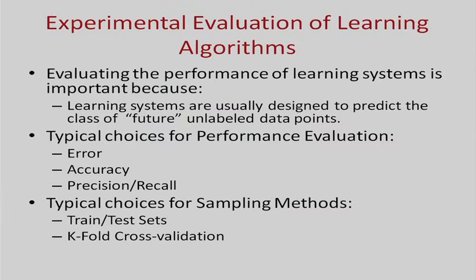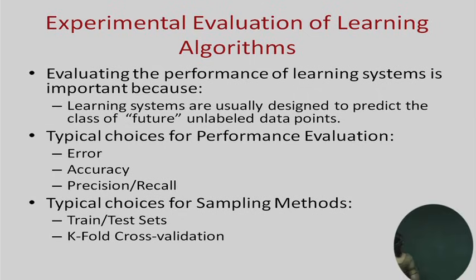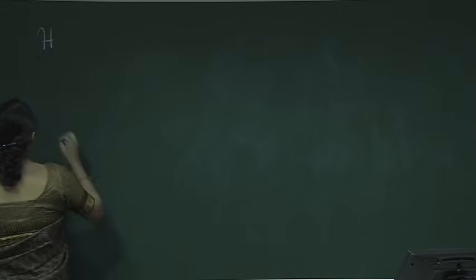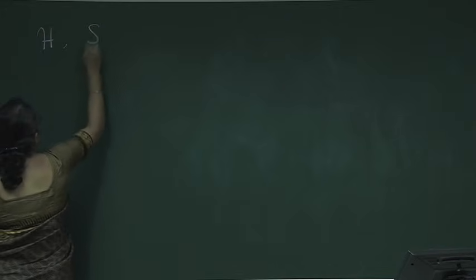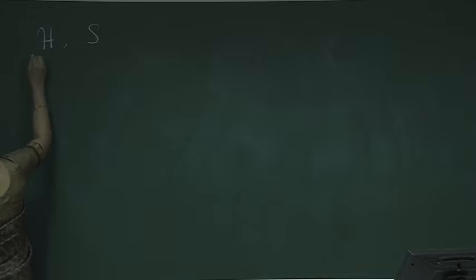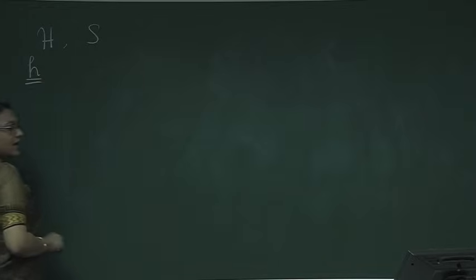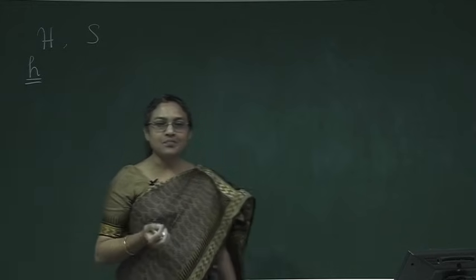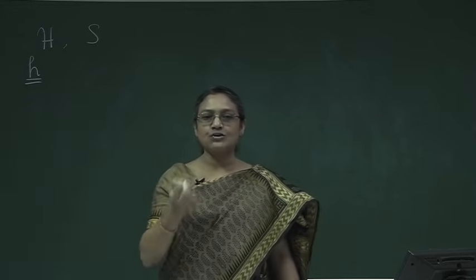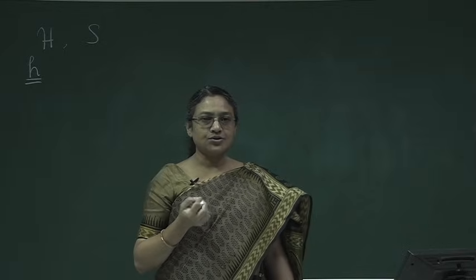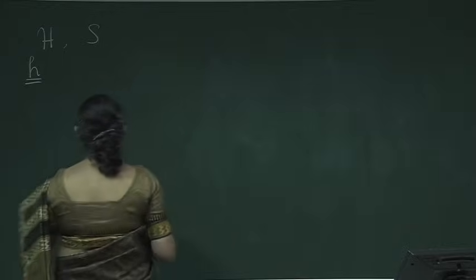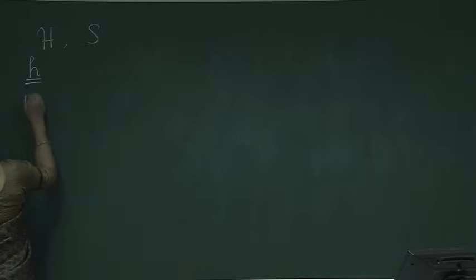So, when you have a learning algorithm, you have to find out. As we saw in the last module, given a hypothesis space H and given training data S, your learning algorithm comes up with h belonging to capital H. Now, it is important to understand how good h is, right. So, you want to evaluate the performance of the learning algorithm, and you can come up with an experimental evaluation.